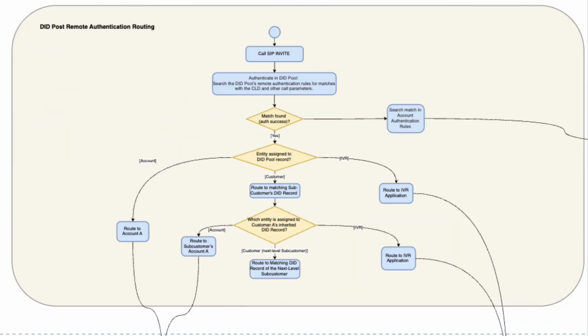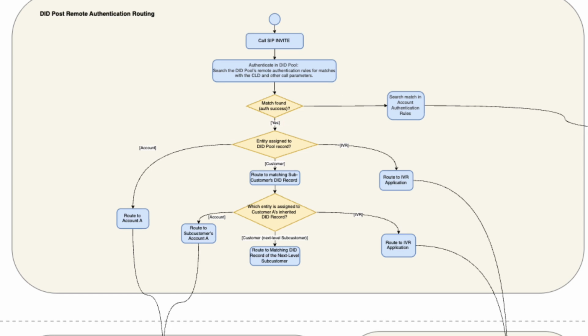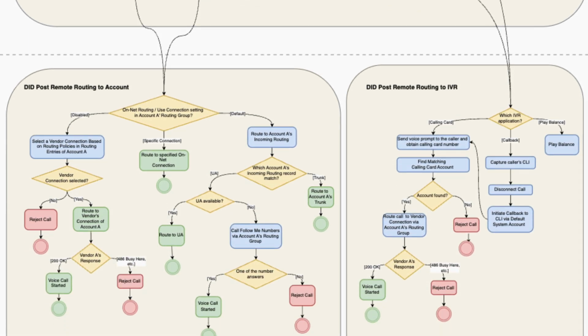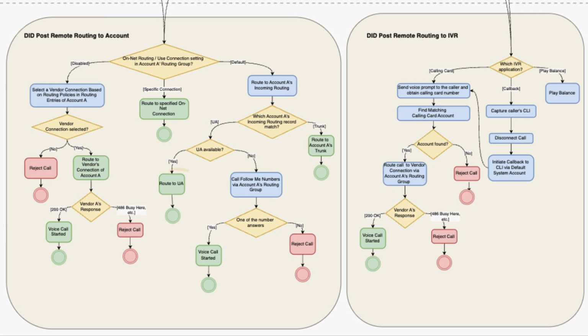In this tutorial, we're going to look at how calls are routed after they're authenticated using a remote DID authentication rule. We'll follow the call to the point where it reaches the account's incoming routing and see how it gets delivered to a user agent, a PBX, or a vendor.